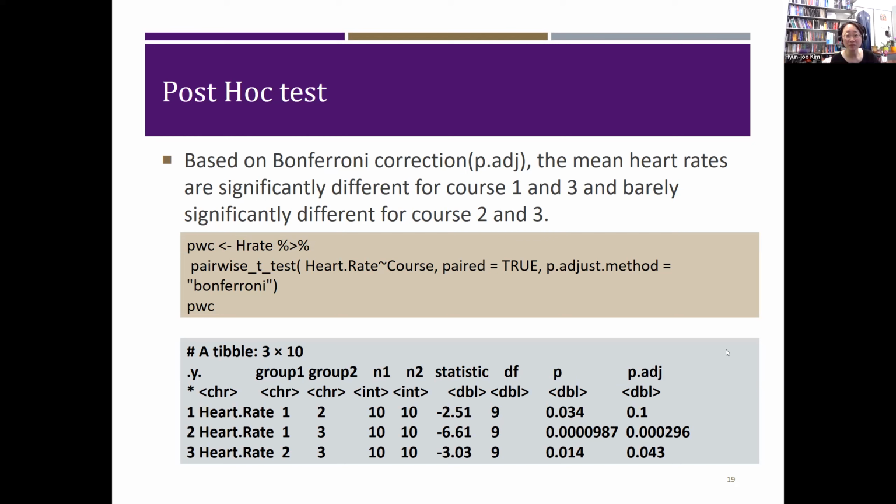Comparing these adjusted p-values to the significance level 0.05, the mean heart rates are significantly different for course 1 and 3. It has the smallest adjusted p-value, and barely significantly different for course 2 and 3. And course 1 and 2 mean heart rates are not significantly different since the adjusted p-value is 0.1, which is greater than the significance level 0.05.